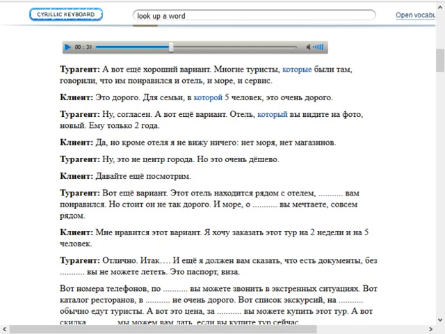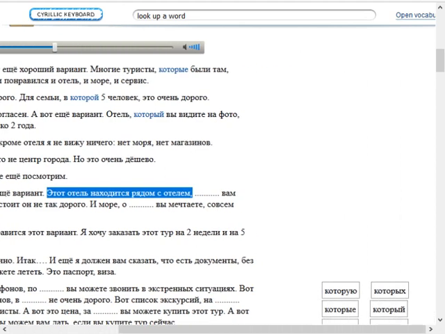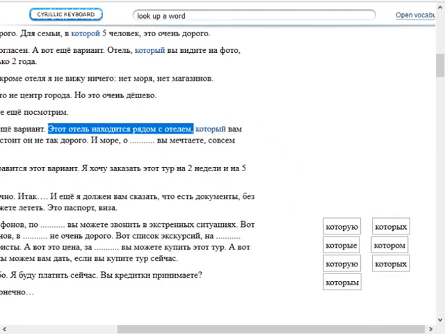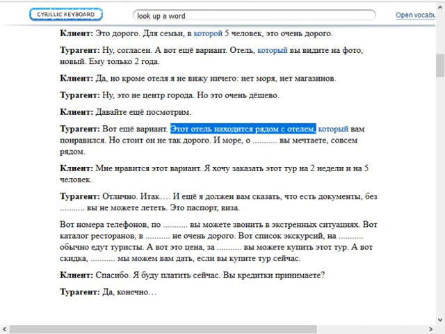Вот еще вариант. Once again, here's another variant. Этот отель находится рядом с отелем, который вам понравился. Okay. Этот отель находится... This hotel is next to the hotel который вам понравился.